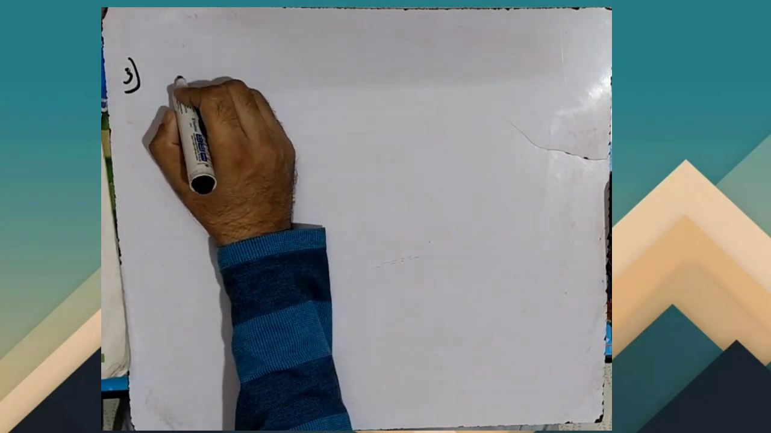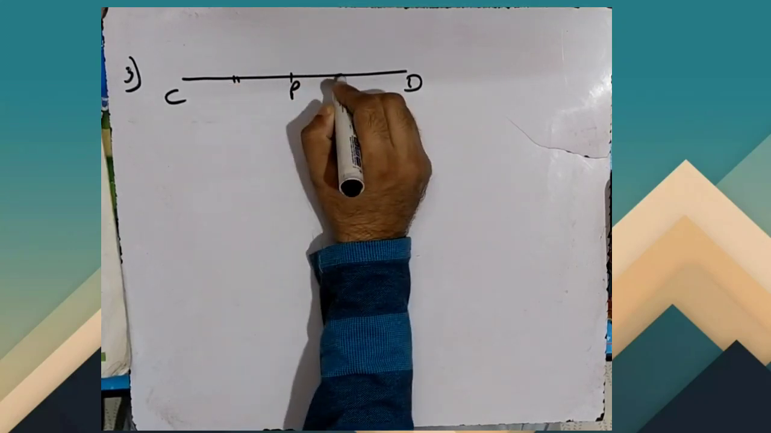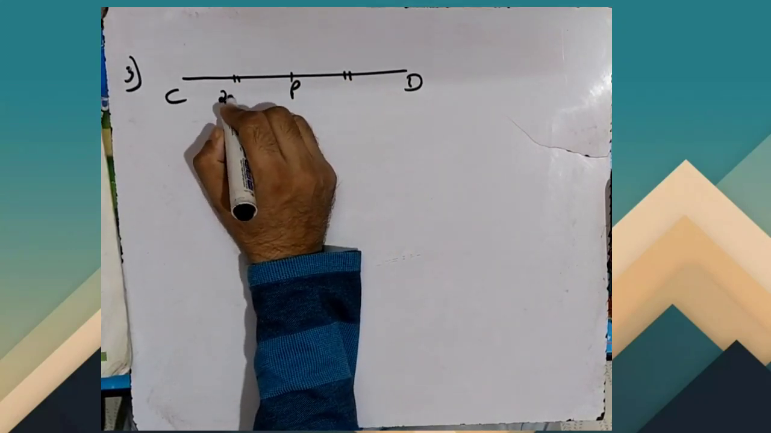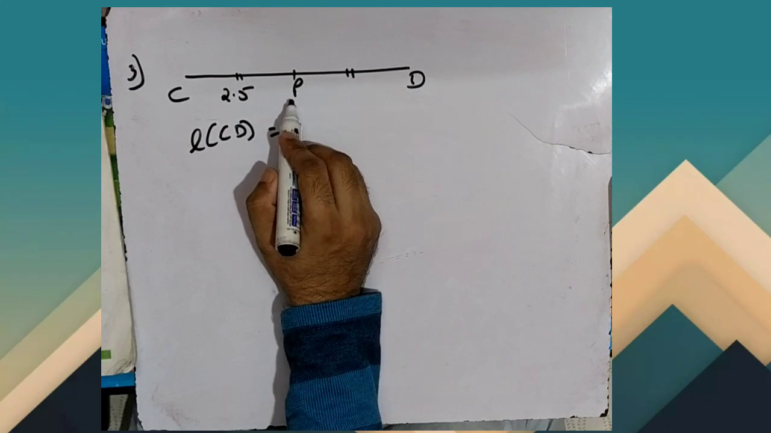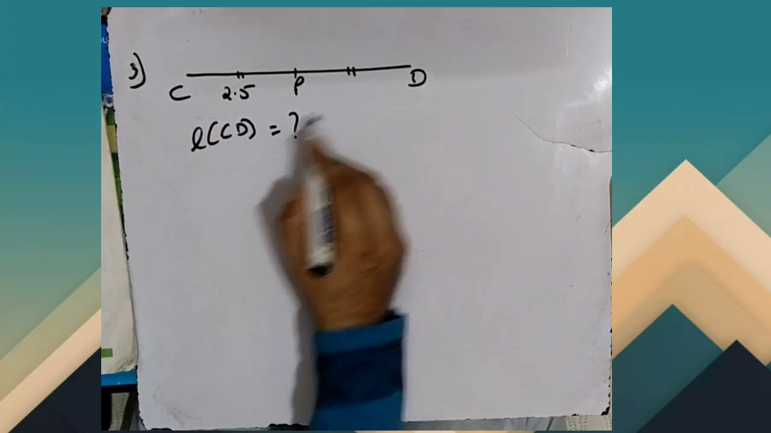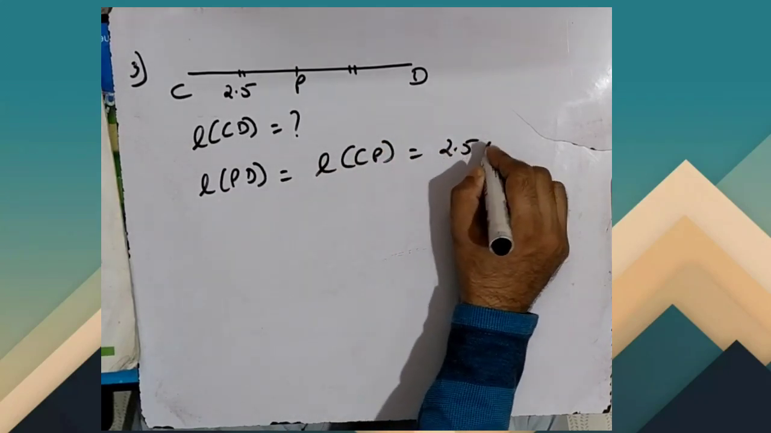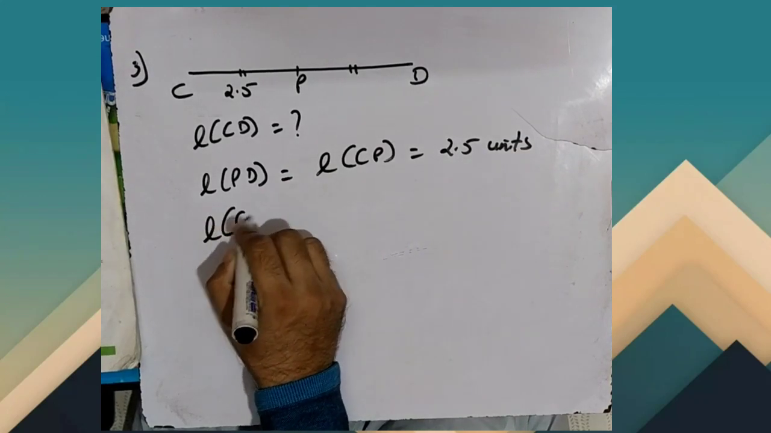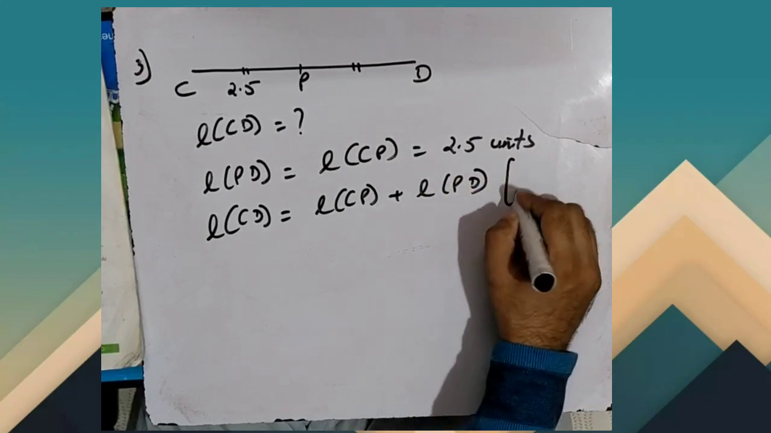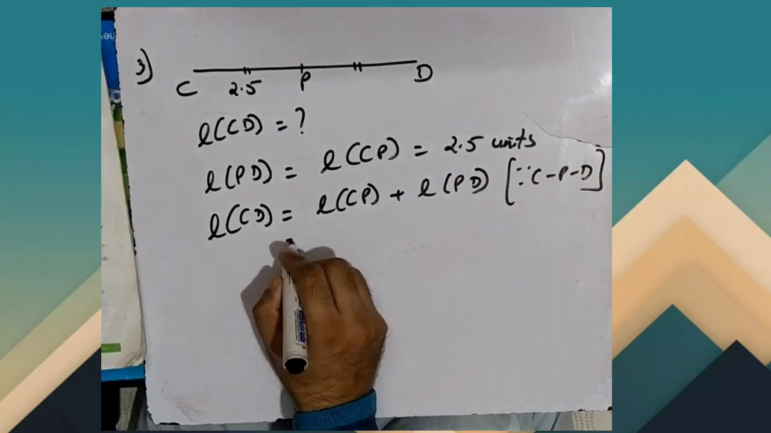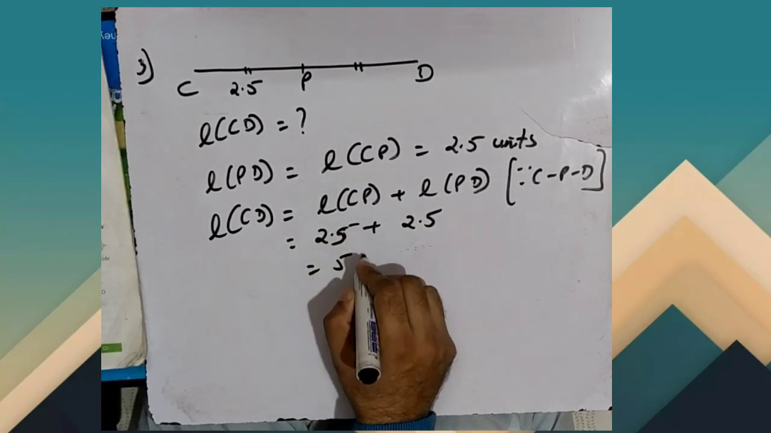In the third sum, point P is the midpoint of segment CD. CP is given 2.5 and we have to find out length of CD. Because P is the midpoint of segment CD, therefore length PD is equal to length CP is equal to 2.5 units. Therefore, length CD is equal to length CP plus length PD, since C-P-D is collinear, which is equal to 2.5 plus 2.5, which will become 5 units.